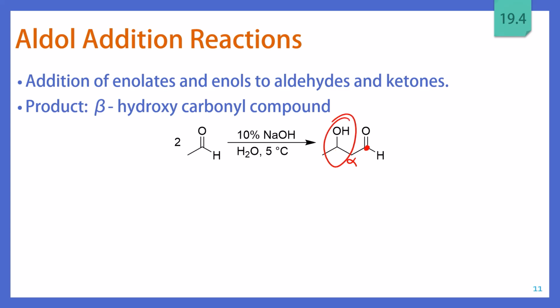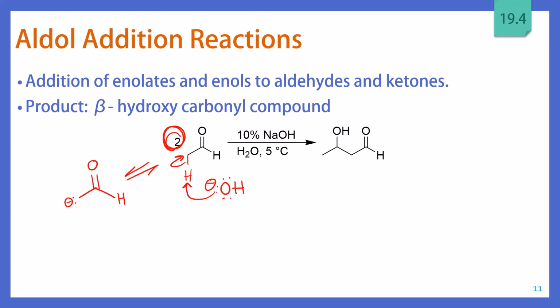So beta hydroxycarbonyl compound. Now the mechanism of this is going to look a lot like what we've been seeing in this chapter so far. Your first step is going to be to react your base with your alpha hydrogen here to create an enolate. And then remember at this point that we have very little enolate and a whole lot more aldehyde that has not been deprotonated. That's why we're indicating two equivalents here.